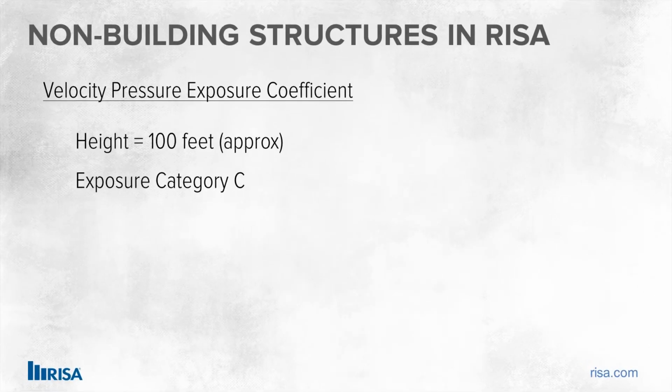Next we'll talk about the sections of chapter 29 that give us the final pieces that we need to calculate what the wind force is going to be. We have the velocity pressure exposure coefficient. This coefficient is based off of your height and your exposure category. And what we find is that the coefficient is going to be a value of 1.26.